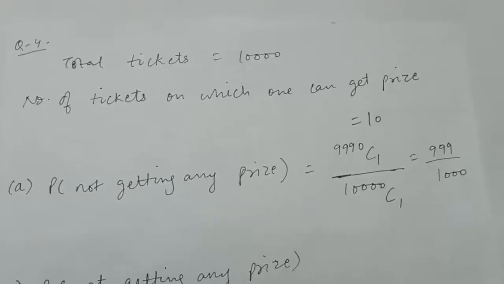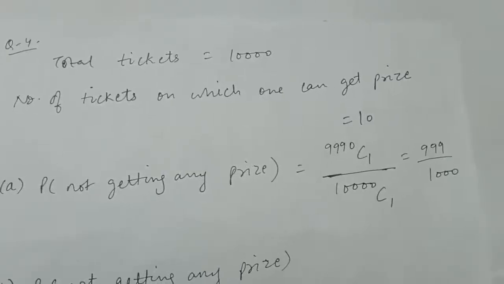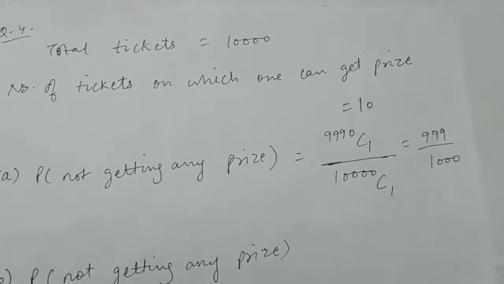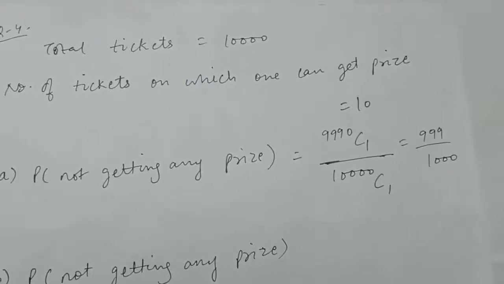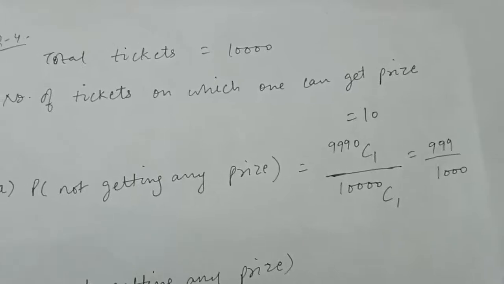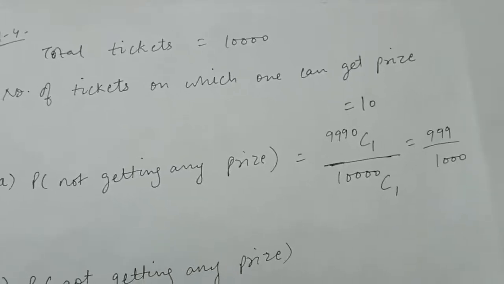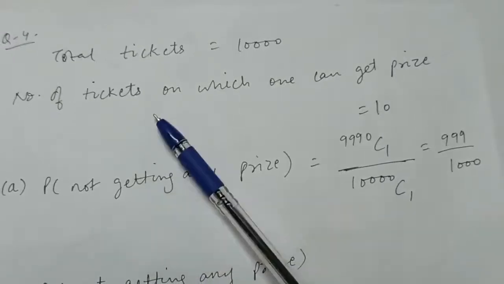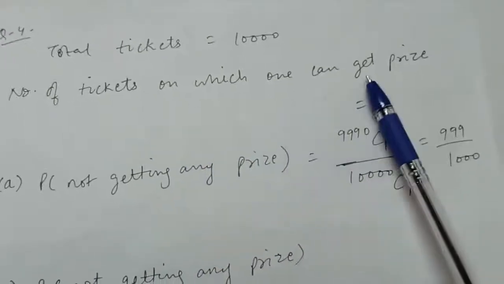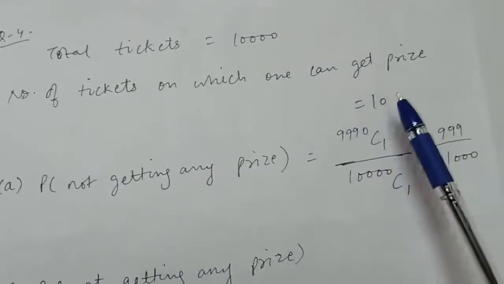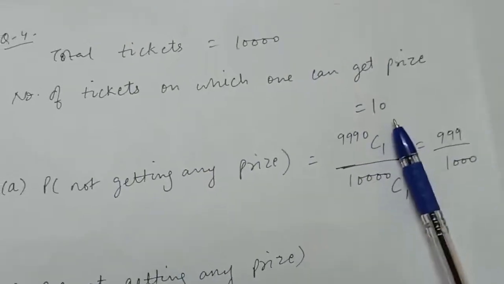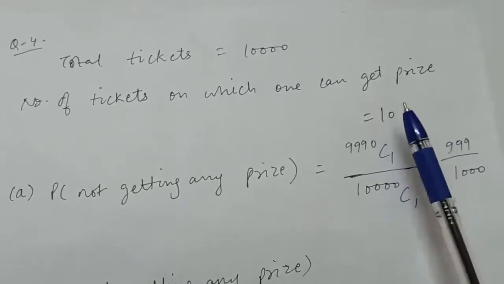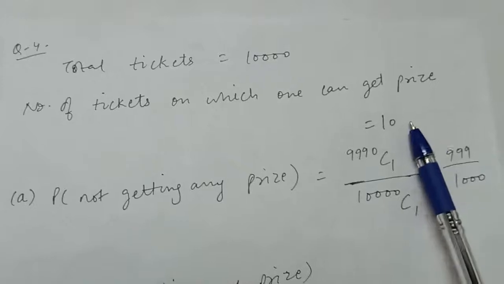Question number 4 is, in a certain lottery 10,000 tickets are sold and 10 equal prizes are awarded. What is the probability of not getting a prize if you buy 1 ticket? So see, there are in total 10,000 tickets and they have said that 10 equal prizes are awarded. That means the number of tickets on which one can get prizes is 10, right? Because 10 equal prizes are awarded, there must be those 10 tickets on which those 10 prizes have been awarded.